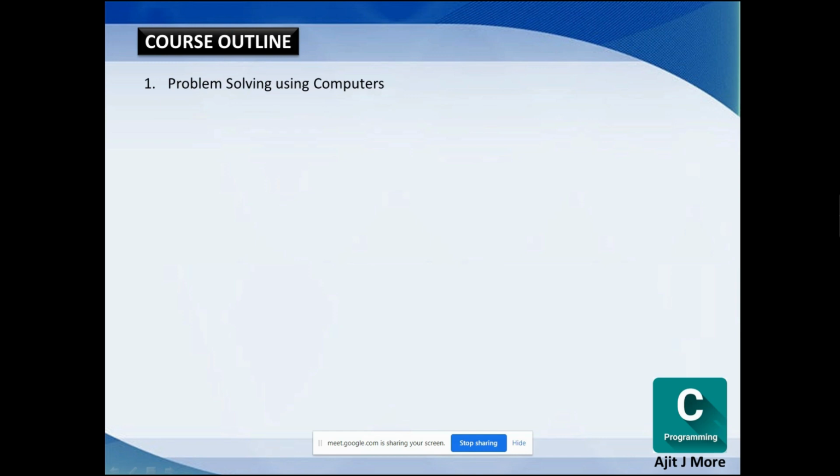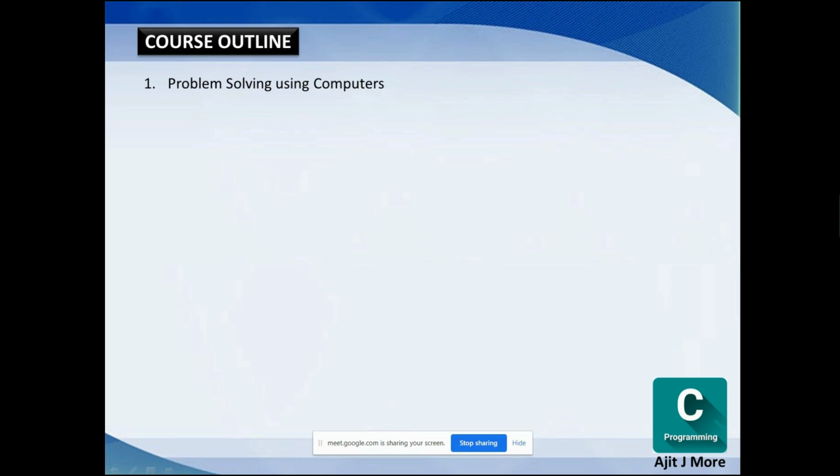The whole syllabus we have divided into 13 chapters. Maybe your college syllabus is exactly the same, but they might have divided it into 6 units or 5 units, whatever. I have done 13 different chapters. In the first chapter, we won't be directly starting with C programming.